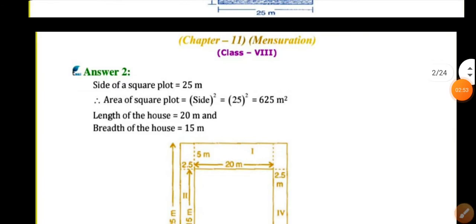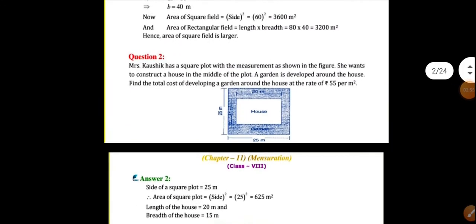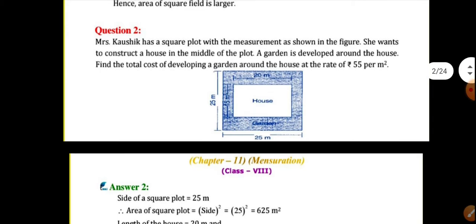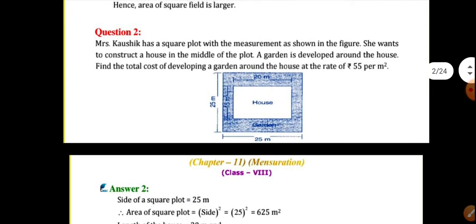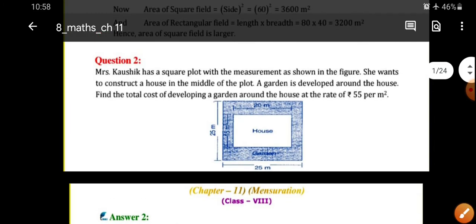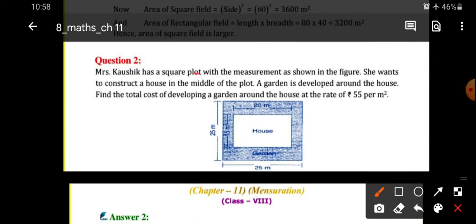Okay, now question number 2. Mrs. Kaushik has a square plot with the measurement as shown in the figure. She wants to construct a house in the middle of the plot. A garden is developed around the house. Find the total cost of developing a garden around the house at the rate of 55 rupees per meter. There is the question.